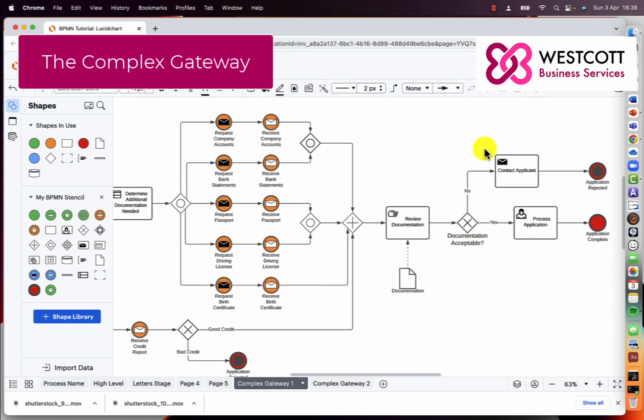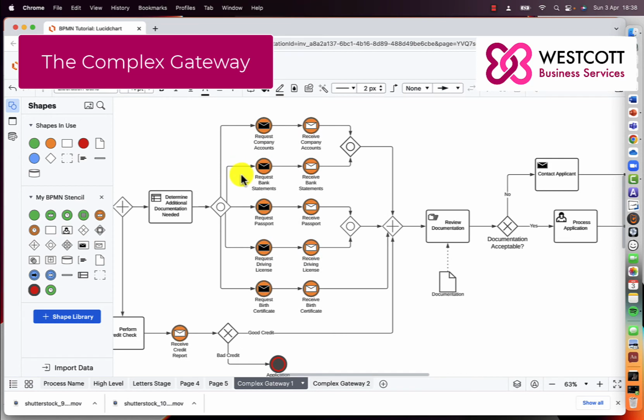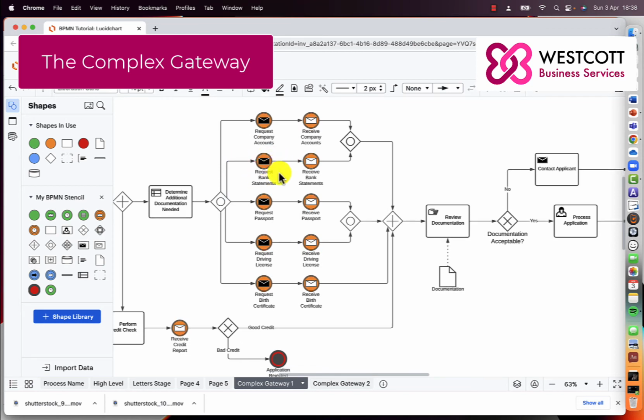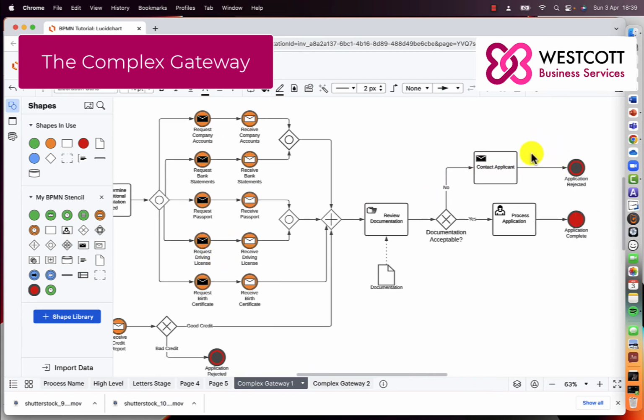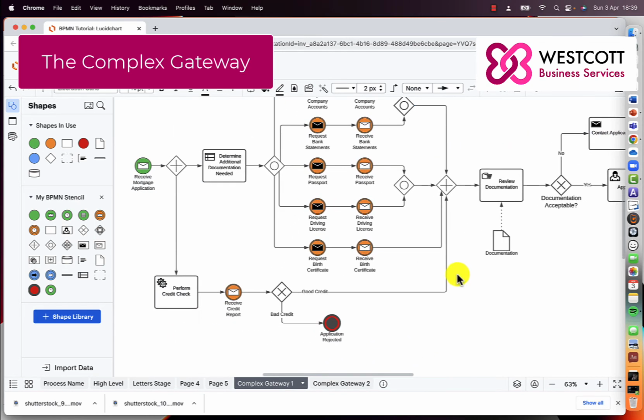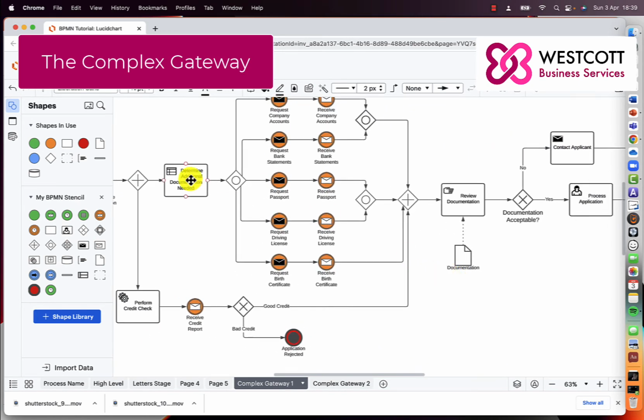If it's not acceptable, they contact the applicant, and there is more to model here in terms of what they ask for when contacting the applicant. So it may well be that they're asking for maybe a couple more months of bank statements, or the driving license was out of date or whatever, but they're contacting the applicant to ask them for some additional information. So that's the way it was modelled when it was sent through to me.